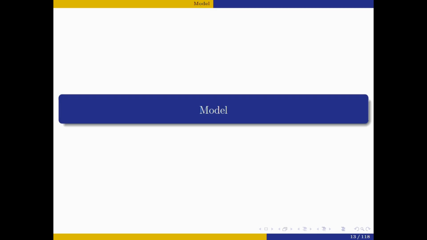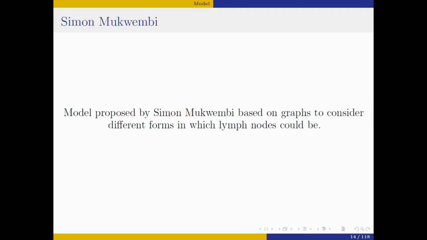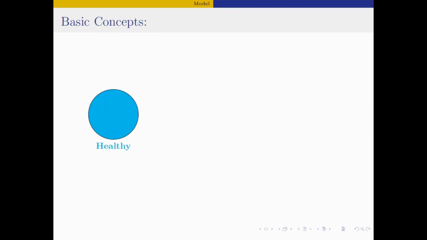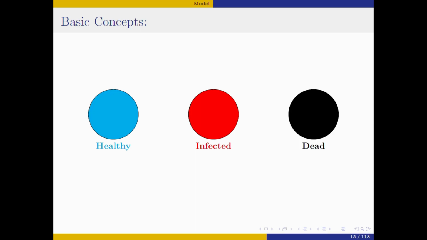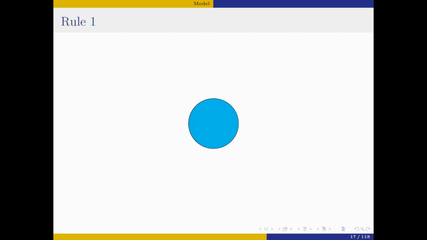Let's move on to the model. Simon Monquemi proposed a graph-based model where the behavior of the virus in the lymph nodes is observed in different shapes. Let's look at some basic concepts. In the model, Monquemi tells us that the healthy vertices will be colored blue, infected vertices will be red, and a dead vertex will be black. Let's continue with the model rules.